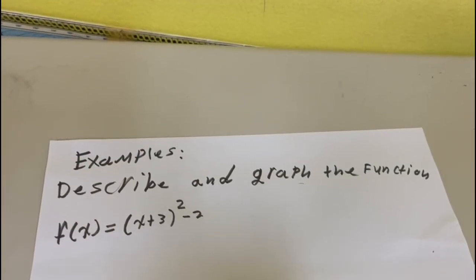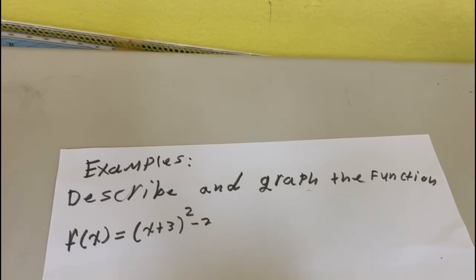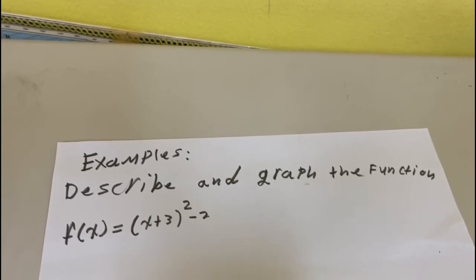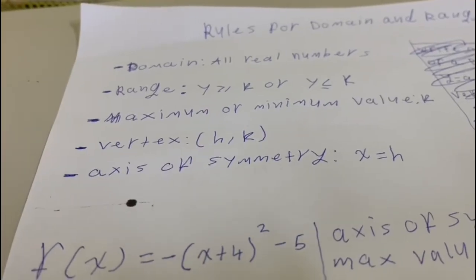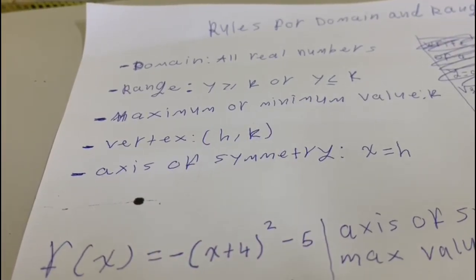Example: describe and graph the function f(x) = (x + 3)^2 - 2. Rules of domain and range. Domain is all real numbers. Range is y greater than or equal to k, or y less than or equal to k. The maximum or minimum value is k. The vertex is (h, k). The axis of symmetry is x = h.